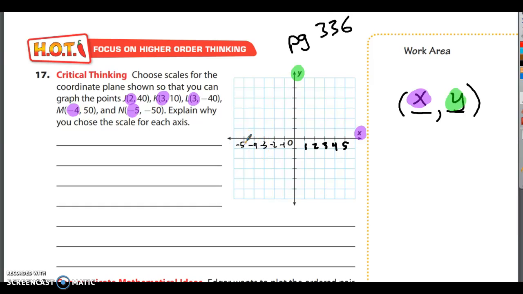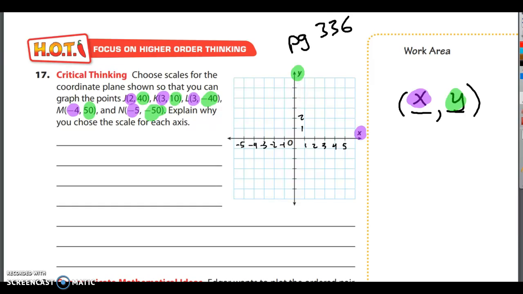Now, how about your y-axis? Your y-axis needs to go as high as 40, or maybe even higher, 50, and down to negative 40, negative 50. How can I go? I can't go by ones. If I try to go by ones, 1, 2, 3, 4, 5, I didn't go up to 50. That doesn't make any sense.